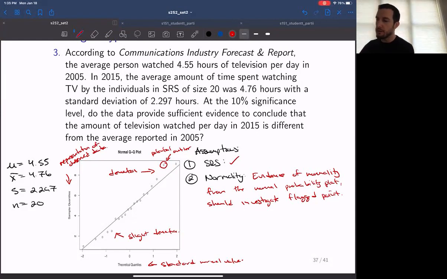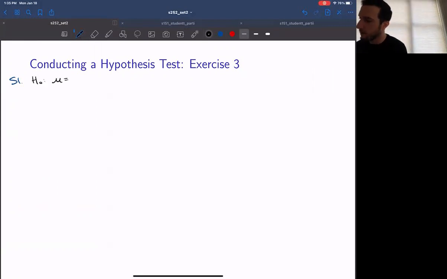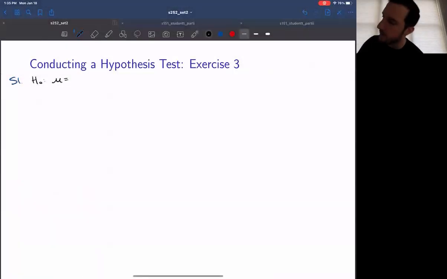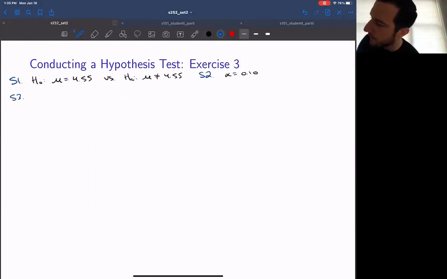All right, so let's assume our assumptions are intact. We have our data written down. We have our summary statistics written down, no population information. So we're going to be using a t-test here. All right, so now we can start to work through the steps of our t-test. So we have H0: mu equals 4.55. And we are again conducting a two-tailed test. On step 2, we have alpha equals 0.1. And then on step 3, we have t equals x bar minus mu 0 divided by s over the square root of n.